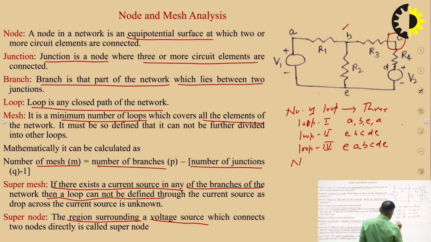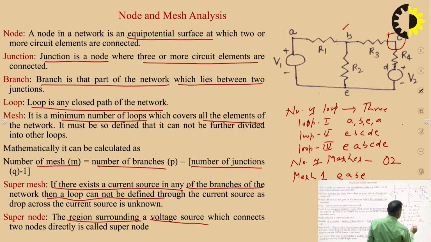Number of meshes is 2. What are they? Mesh 1 is E, A, B, E, and mesh 2 is E, B, C, D, E. So this is one loop, this is the independent loop. This is mesh number 1 and this is mesh number 2.